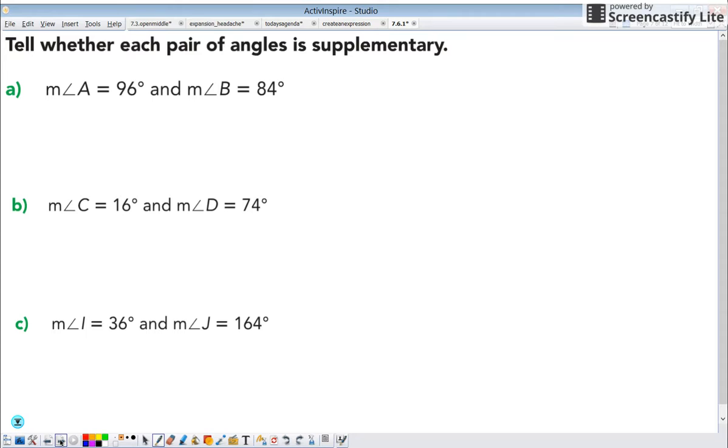So when determining whether a pair of angles is supplementary or not, you simply add the two angle measures together and see if it equals 180. So if angle A and angle B are supplementary angles, I'm just going to add 96 and 84. 6 plus 4 is 10. 9 plus 8 plus 1 gives me 18. Therefore, my two angles have a sum of 180 degrees. The measure of angle A plus the measure of angle B equals 180. So yes, they are supplementary.